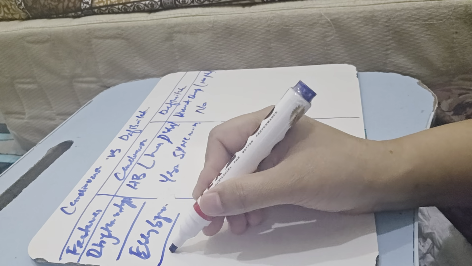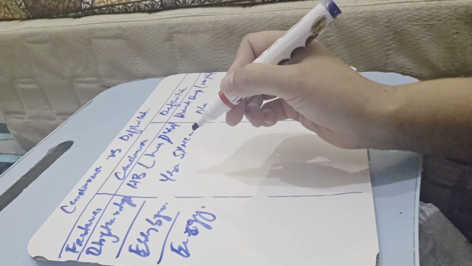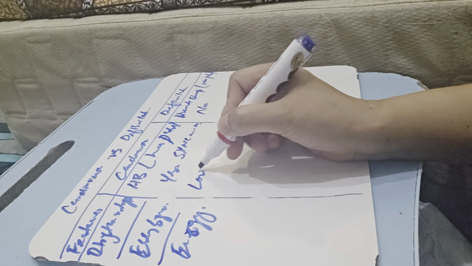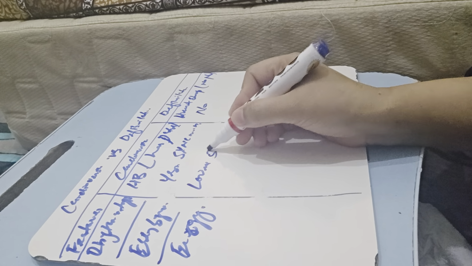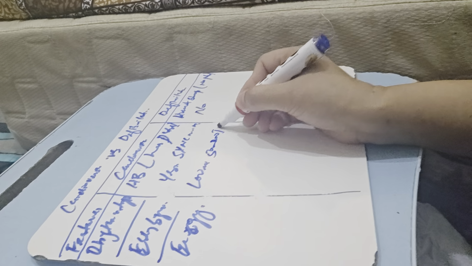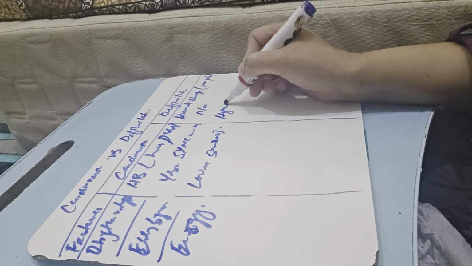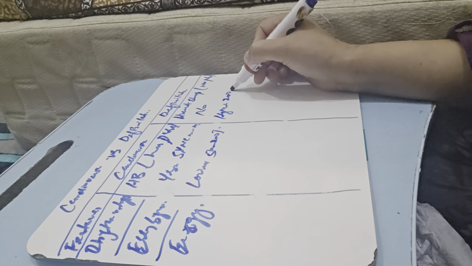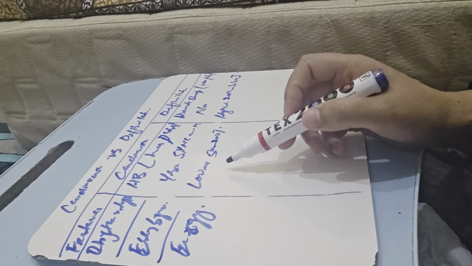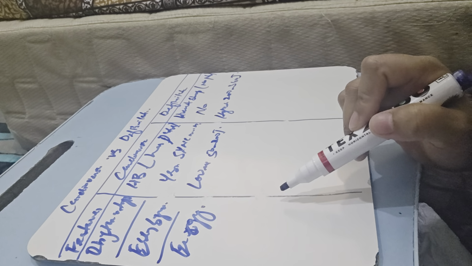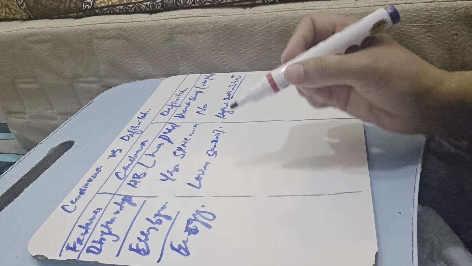The next feature is energy. In cardioversion we are using lower energy, 50 to 200 joules, but in defibrillation it is higher. How much? 200 to 360 joules. So 50 to 200 in cardioversion, and 200 to 360 joules in defibrillation.